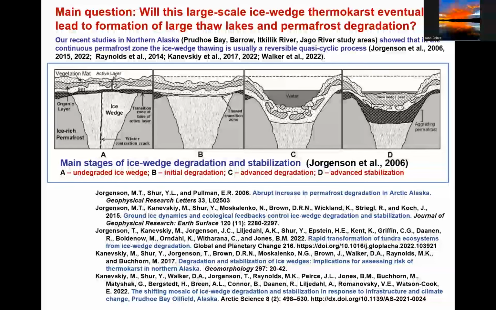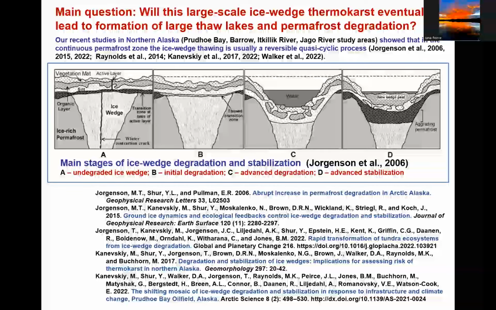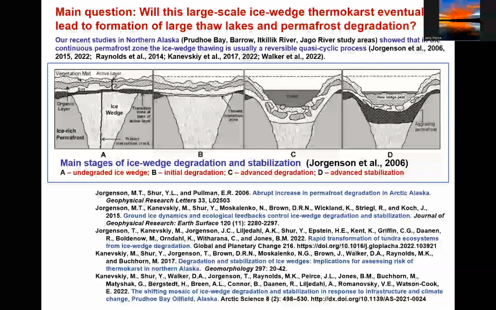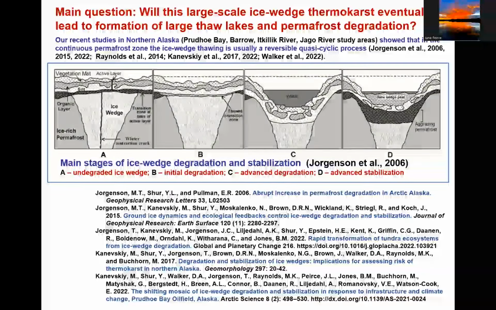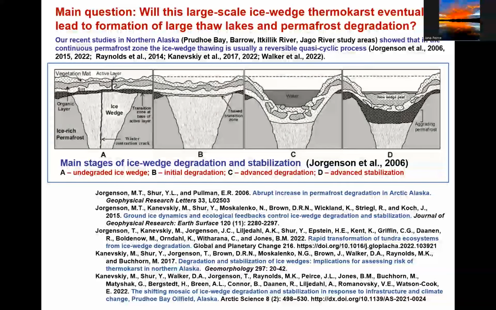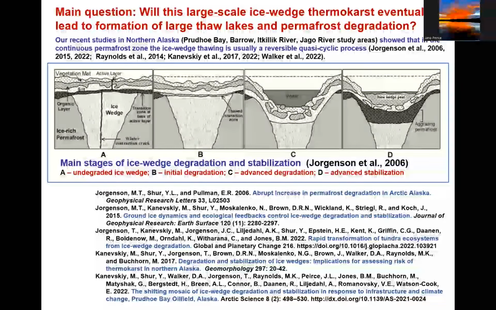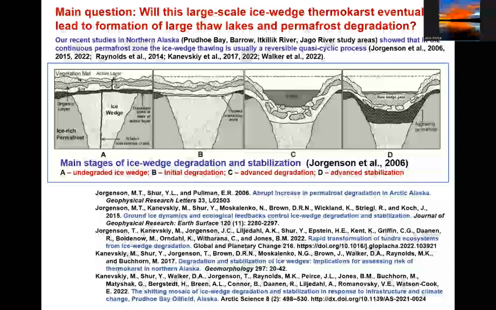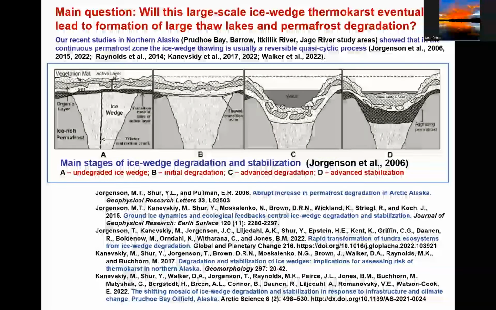So they showed 4 main stages of ice wedge evolution. First, after an increase in the active layer thickness, we have initial degradation, when the wedge is affected by seasonal thaw. But after a while, this initial trough is filled with water, and snow creates additional positive feedback, and the ice wedge degrades deeper.